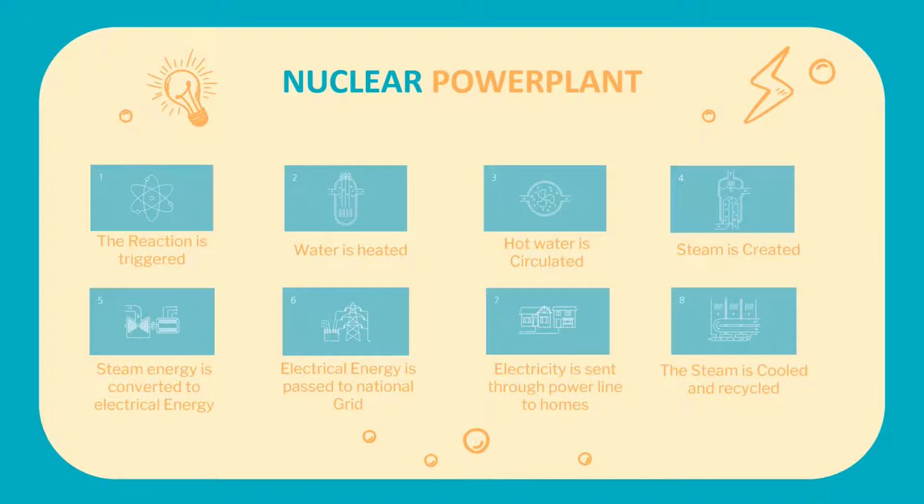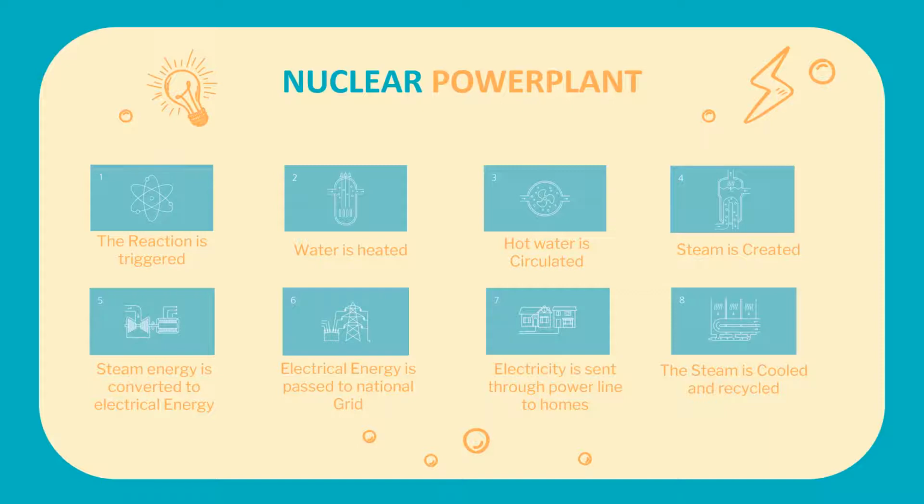After the reaction is triggered, the water is then heated. Water is passed through the reactor vessel, where the chain reaction heats it to around 300 degrees Celsius. The water needs to stay in liquid form for the power station to work, so the pressurizer applies around 155 times atmospheric pressure to stop it from boiling and evaporating.